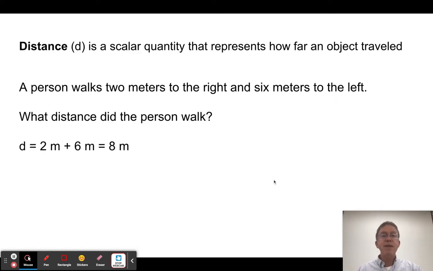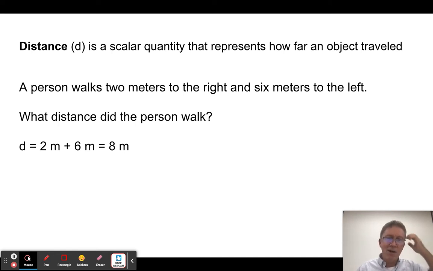Now, distance is a scalar quantity. That means the direction is irrelevant, is not part of it. We don't care about the direction. It's just how far an object has traveled. So here's a classic example of a distance. A person walks 2 meters to the right, changes their mind, and walks 6 meters to the left. How far did that person walk?